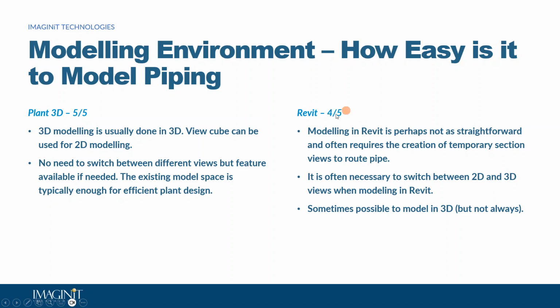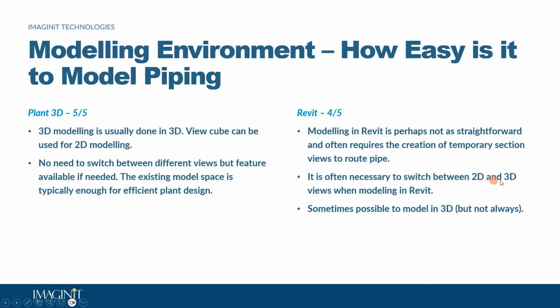In Revit, we gave it a 4 out of 5. Still very easy to route piping. Modeling in Revit is perhaps not as straightforward and often requires the creation of temporary section views to route pipe. Sometimes in Revit, you're in a plan view, routing the pipe, and then you need to make a temporary section, for example, to align the pipe the way that you want and to make connections, and then switch back to the plan view and so on. Because of that, we gave it a little bit less of a grade.